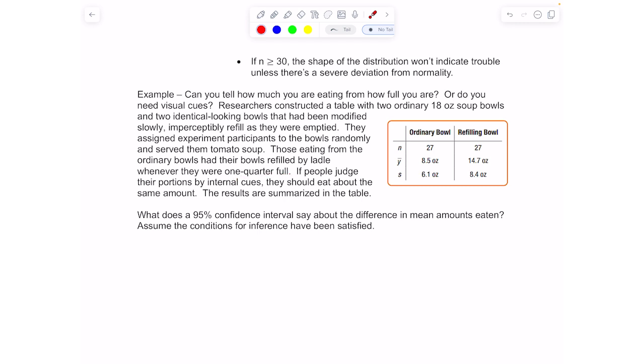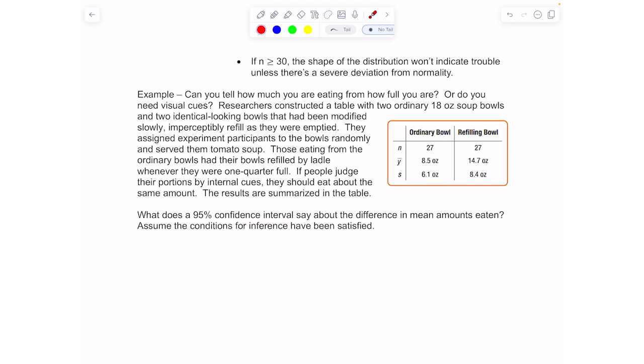If people judge their portions by internal cues, they should eat about the same amount. The results are summarized in the table. So here we have 27 participants that had ordinary bowls and 27 that had the bowls that self-refilled. And then the mean amount of ounces for the ordinary bowl was 8.5 ounces, and the refilled bowl was 14.7 ounces. And then here we have our sample standard deviations of 6.1 and 8.4.